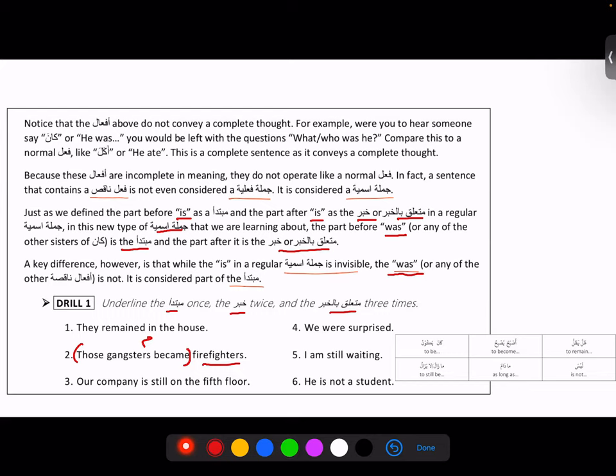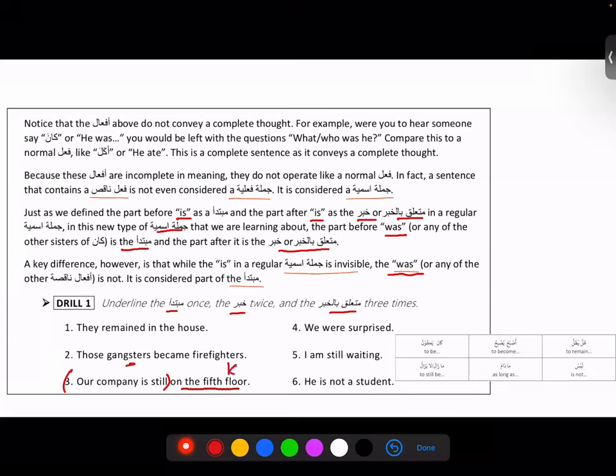What is the word for still? Mazala, illa yazal. Still, mazala, right? So our company is still. That's the main mubtada. Is still, this is mubtada, and on the fifth floor is our khabar.